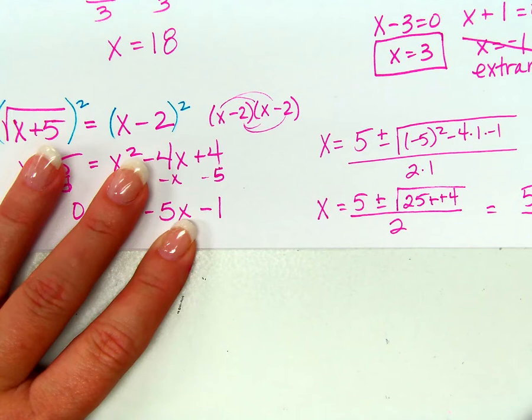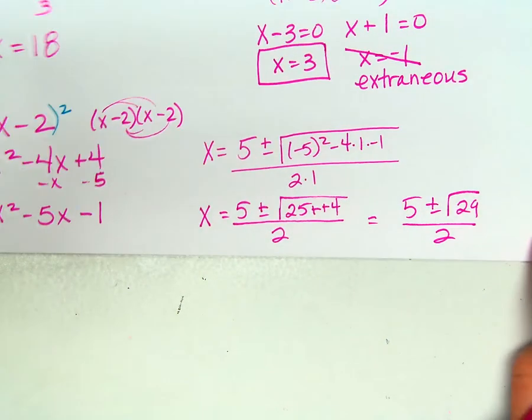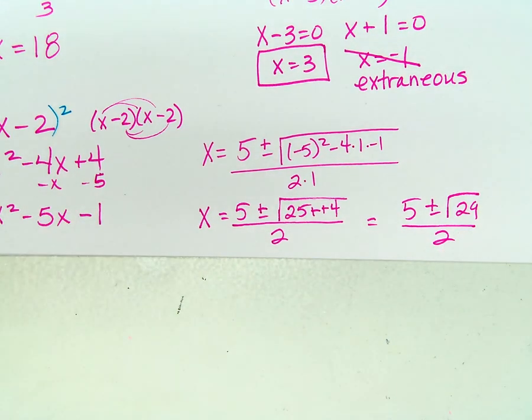over 2. And the square root of 29 is not something I can even simplify. I don't even know anything that divides into 29 that I do know the square root of, right? Like some of the stuff we worked on last week. Okay? So I would just leave my answer like this.